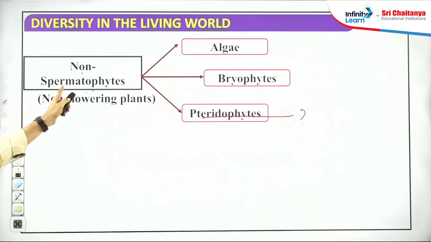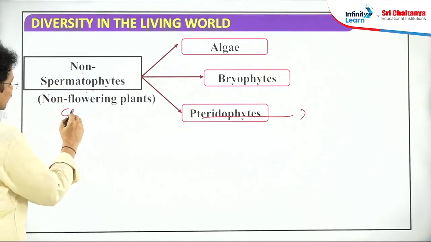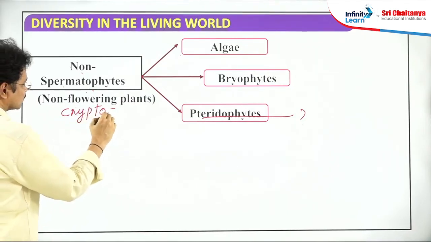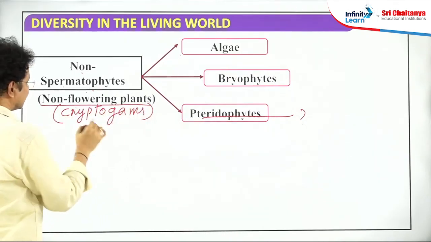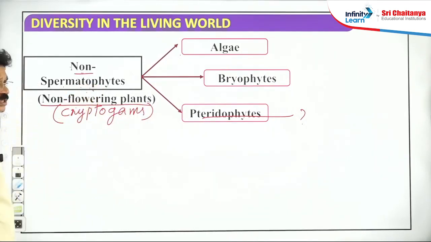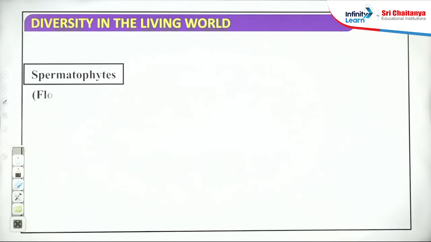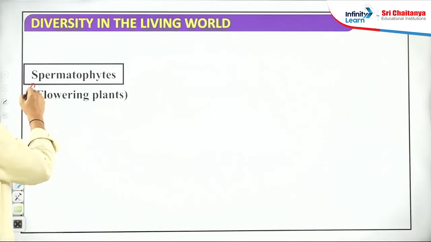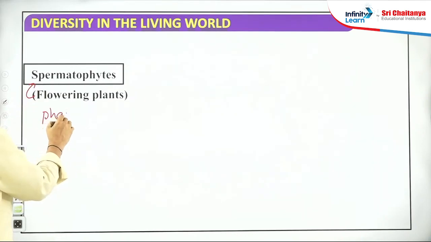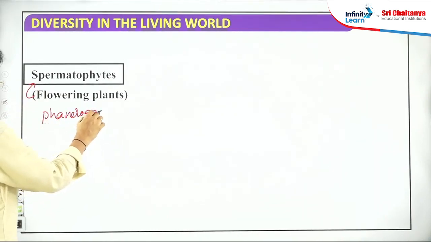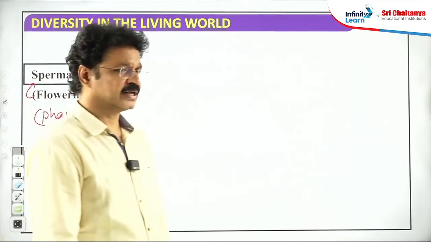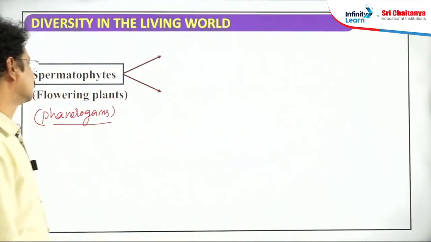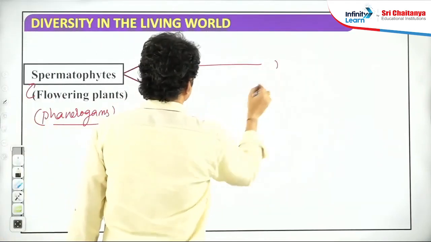Non-spermatophytes are also called non-seed producing plants or non-flowering plants. One more technical name for non-flowering plants is cryptogams. Cryptogams, non-flowering plants. Lacking flowers, such plants are unable to produce seeds. These are Bryophyta. Next, spermatophytes. Most of the spermatophytes are flowering, and are called phanerogams. Opposite to the cryptogam: crypto, non-flowering; phanero, flowering. What are the two examples for spermatophytes?